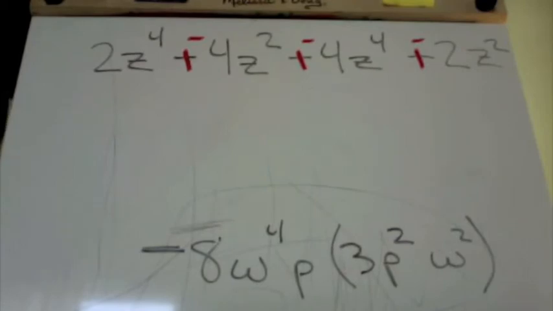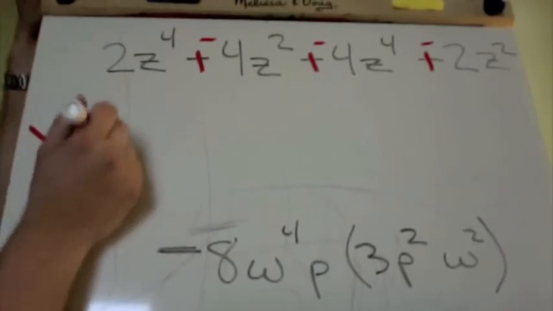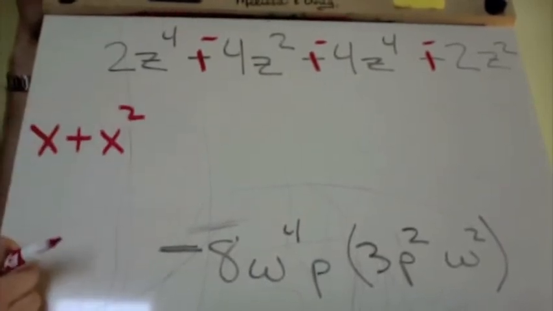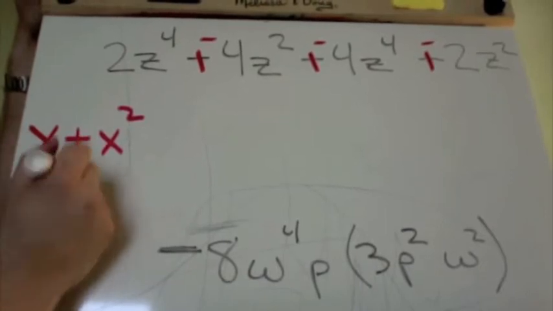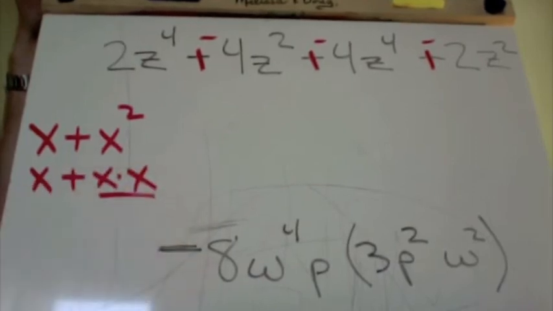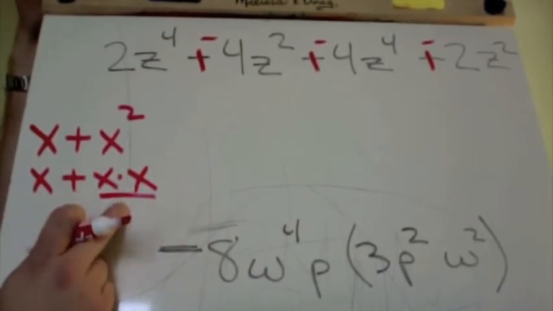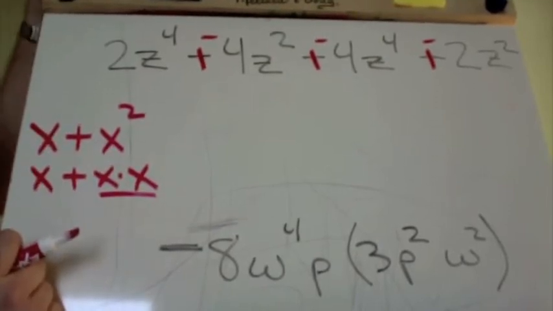Now, when you have things of different powers, you cannot add them together. For example, I cannot take x plus x squared. They are not like terms. This is an x, and this is an x times x. So if you think of this as a number, this number is much, much, much larger. If I try to add these things together, I'm going to end up with something that's not right.